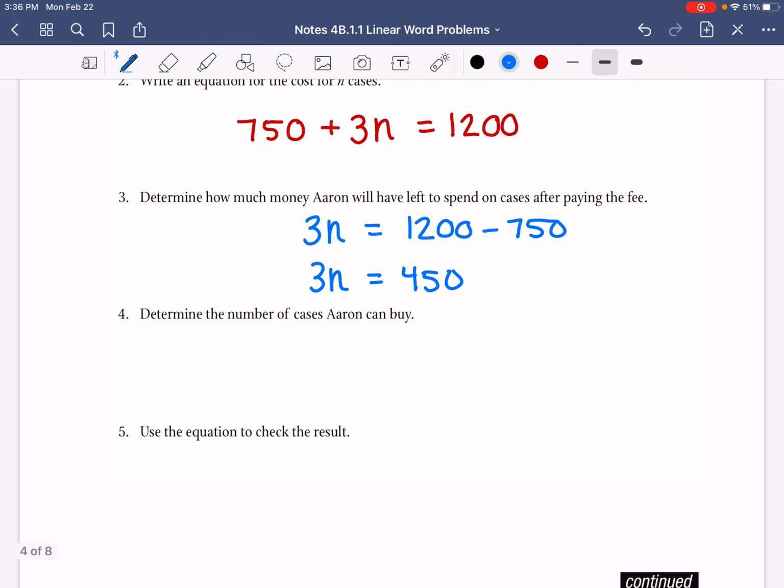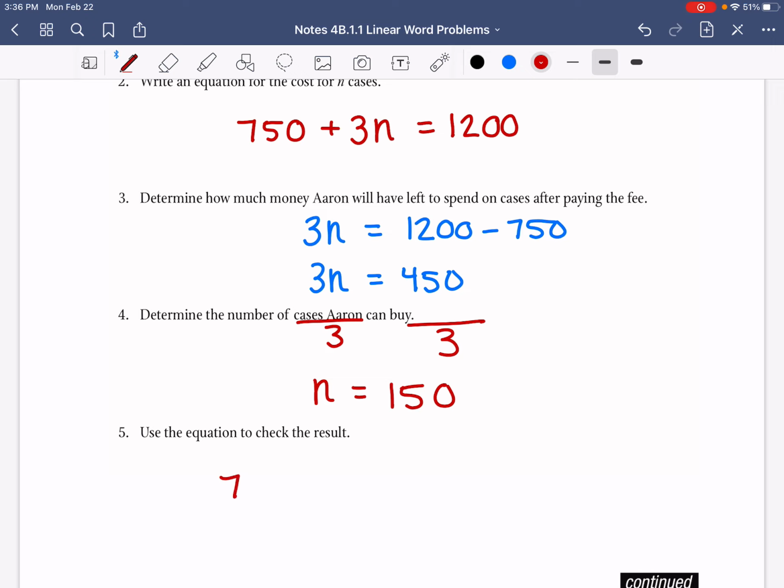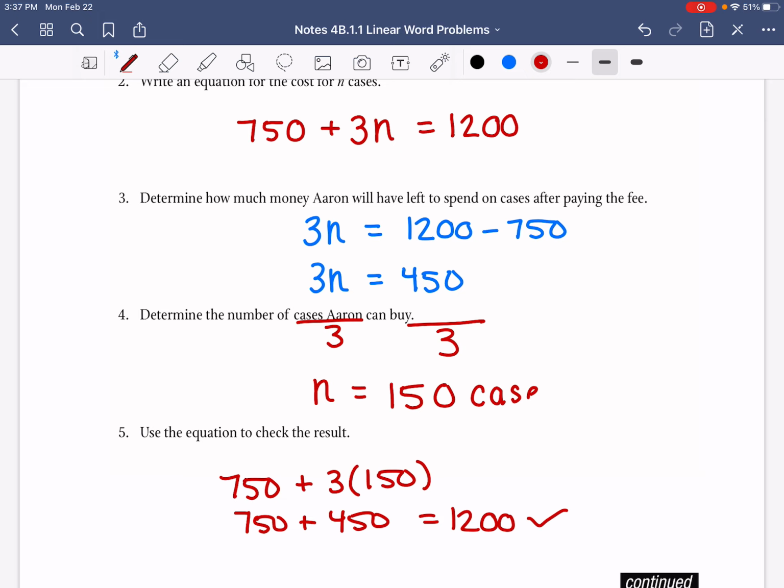Then number 4 says determine the number of cases Aaron can buy. So the last thing we have to do is just divide both sides by 3. Now we get n equals 150. So last thing, number 5, just says use the equation to check the result. So if you had a $750 fee plus $3 for 150 cases, we want to see what that's equal to. So we get 750 plus 450. Does that equal 1,200? Check. So our answer is 150 cases.